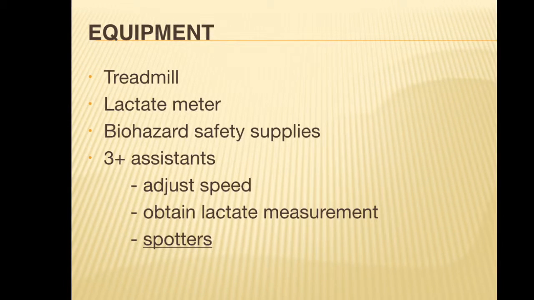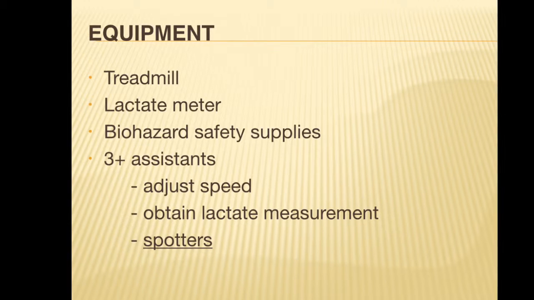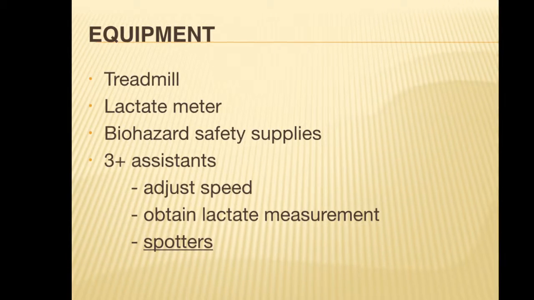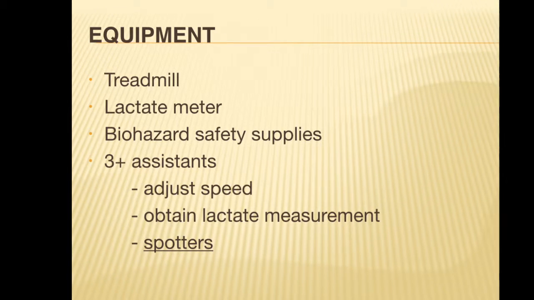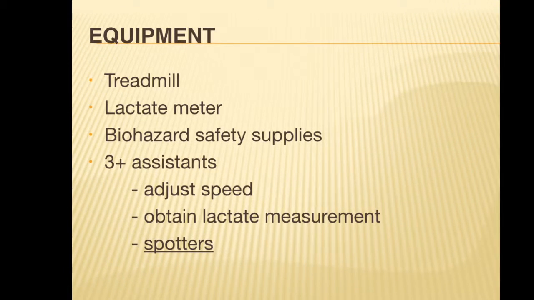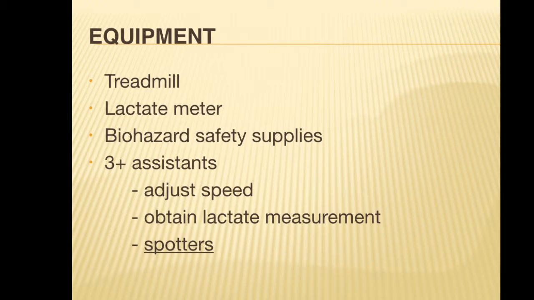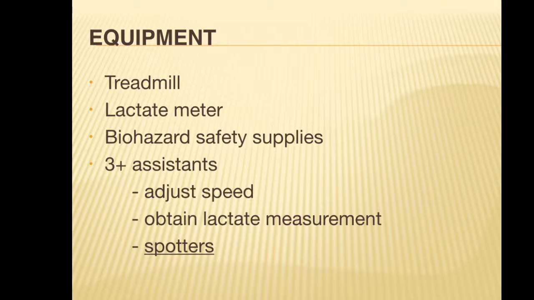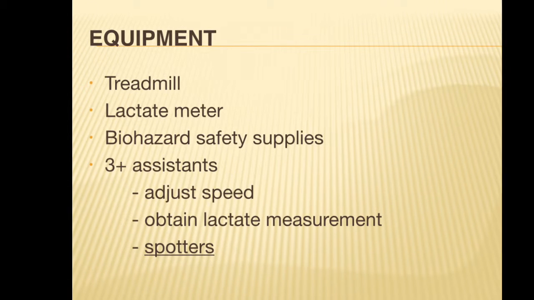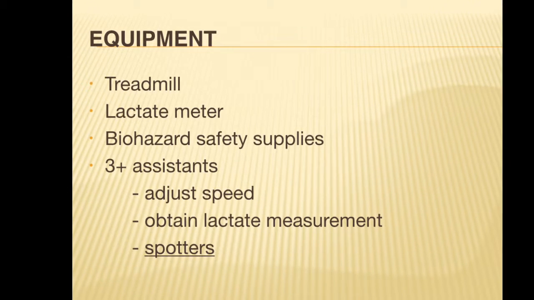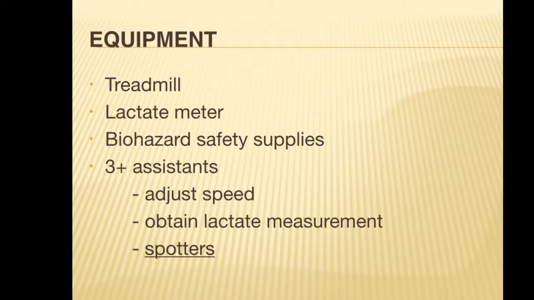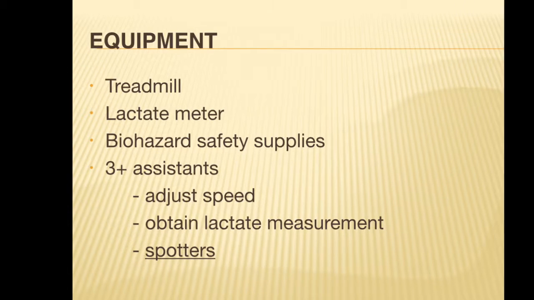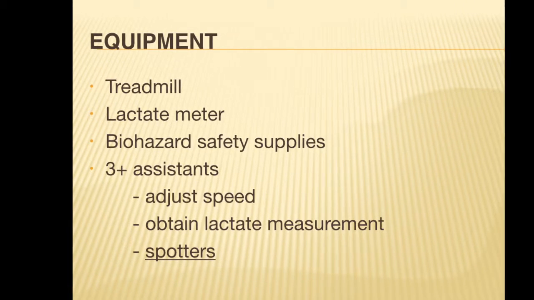You'll need one to adjust the speed, one to obtain the lactate measurements, and a couple of spotters. I recommend 3, one on each side of the treadmill, and then one towards the back. And here in a little bit, when you're watching the video, you'll understand why I'm stressing the importance of spotters during this test. You'll see I have it underlined there. It is a high-speed treadmill test performed until exhaustion, actually past the point of perceived exhaustion, and I have a slide explaining what is deemed exhaustion for this particular test. So this is the equipment that you will need.